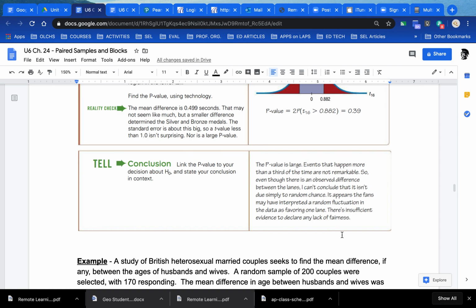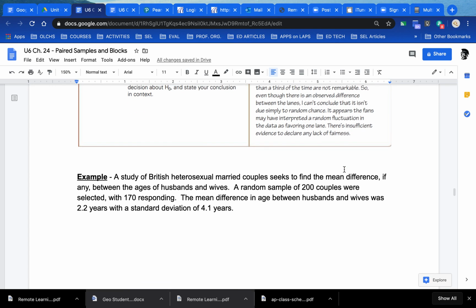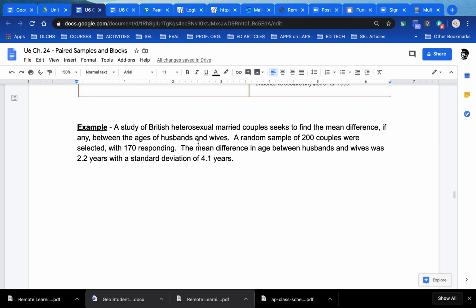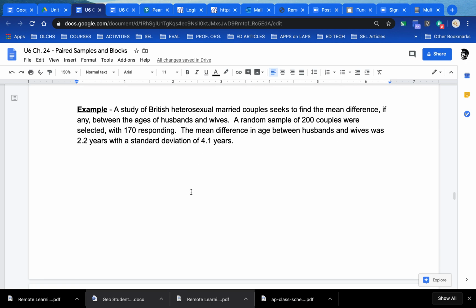Okay, now if you remember from prior to spring break, we did examples where I would give you either the physical data you type into a list or the summary statistics. So this is a summary statistics example where you don't have to do all that typing into a list. So it says here, a study of British heterosexual married couples is trying to find the mean difference in ages of husbands and wives. So they say a random sample of 200, but they only got 170 to respond, so 170 would be N, your sample size. And they tell you the mean difference was 2.2, standard deviation of 4.1.